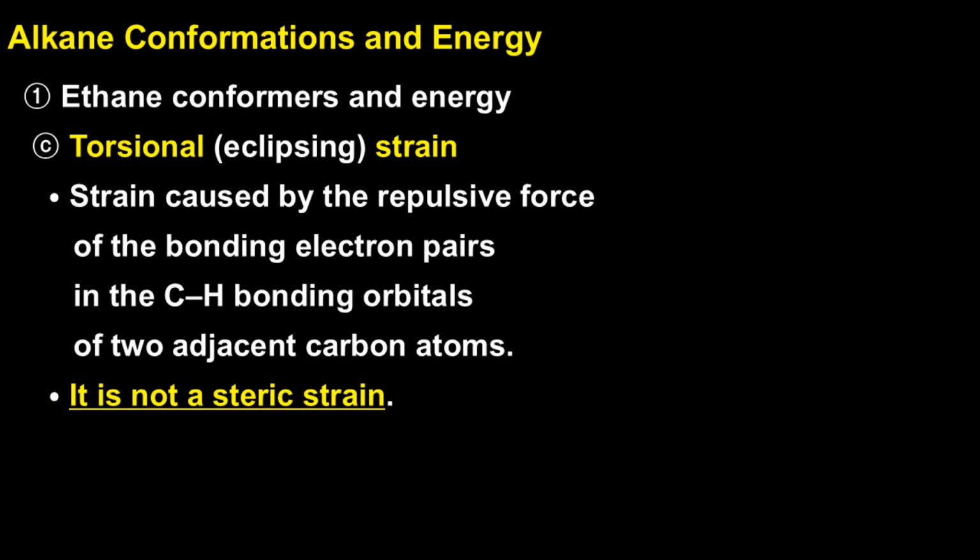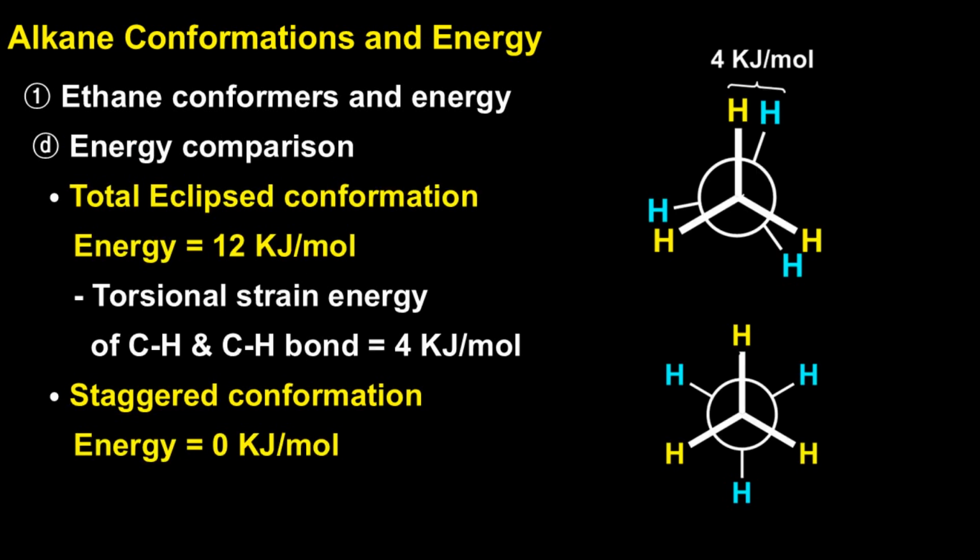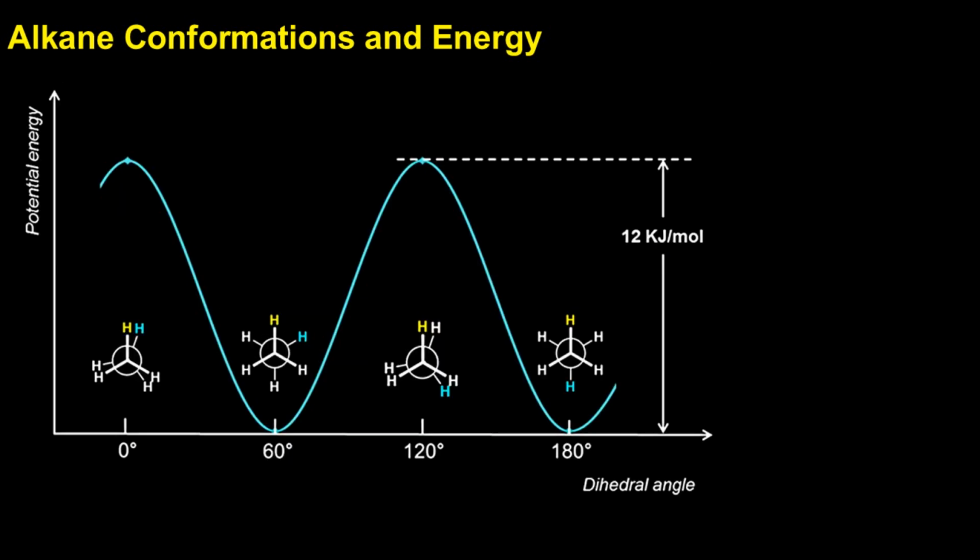That means the instability we see in the eclipsed conformation comes entirely from torsional strain, not from steric strain. If we look at the energy difference between these conformations, the staggered form is about 12 kilojoules per mole more stable than the eclipsed form. That means, under normal conditions, ethane molecules almost always prefer the staggered conformation because it gives them the lowest energy and the most stable structure.